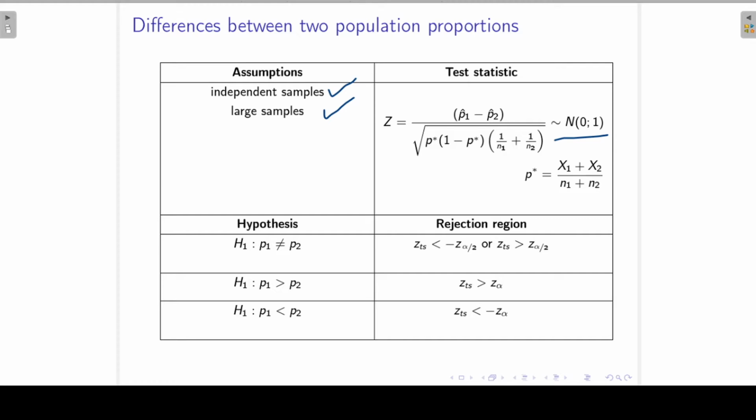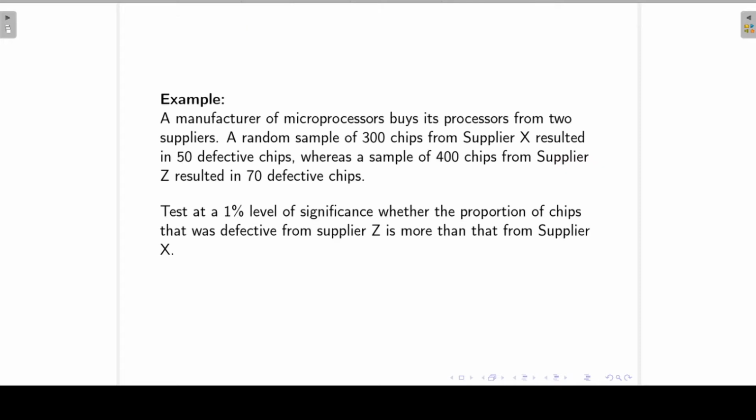So again, let's have a look at an example. A manufacturer of microprocessors buys its processors from two suppliers. A random sample of 300 chips from supplier X resulted in 50 defective chips, whereas a sample of 400 chips from supplier Z resulted in 70 defective chips. Test at a 1% level of significance whether the proportion of chips that was defective from supplier Z is more than that from supplier X.